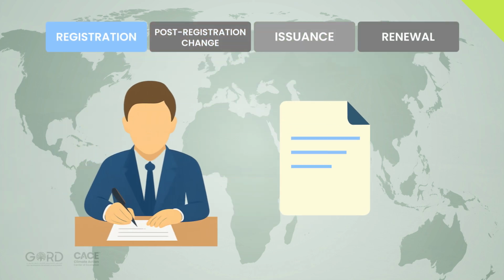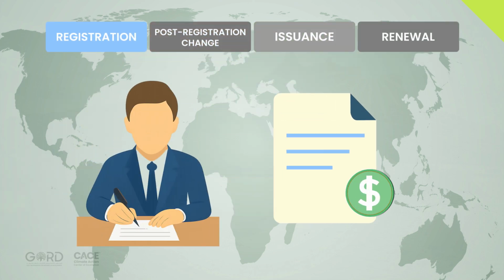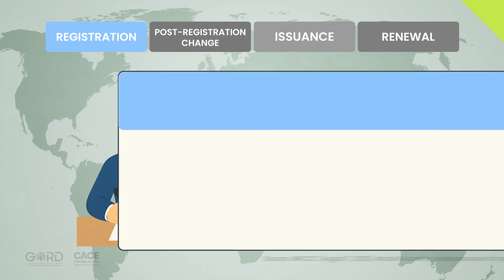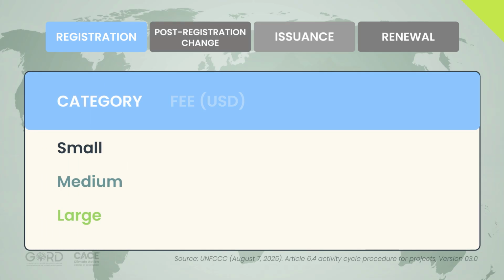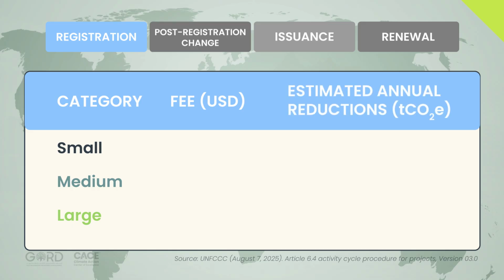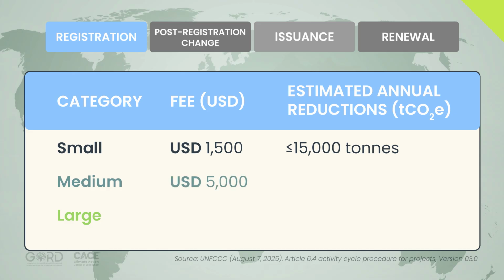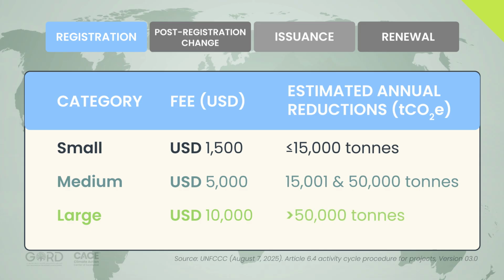First, the registration fee. This is a one-time fee paid when submitting a mitigation activity for registration. It's based on the project's scale, specifically the estimated average annual greenhouse gas reductions or removals. $1,500 for small projects reducing up to 15,000 tons of CO2 per year, $5,000 for mid-sized projects between 15,001 and 50,000 tons, and $10,000 for large-scale projects above 50,000 tons of CO2 annually.